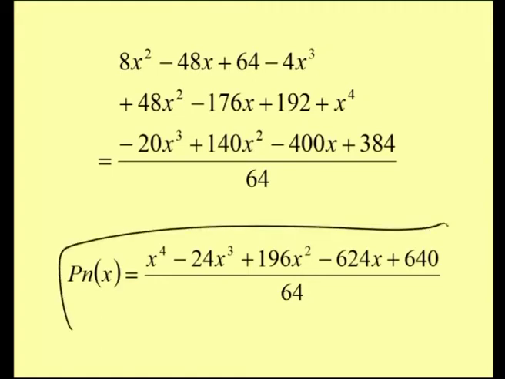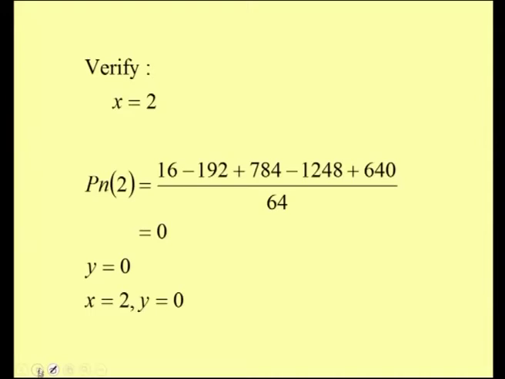To check whether the polynomial we have found is suitable for this data, we can verify it by substituting any of the given x values to get the corresponding y value. For example, for x equal to 2, the y value given is 0. Let me check in the polynomial just found: if x is equal to 2 is substituted, we should get y equal to 0.